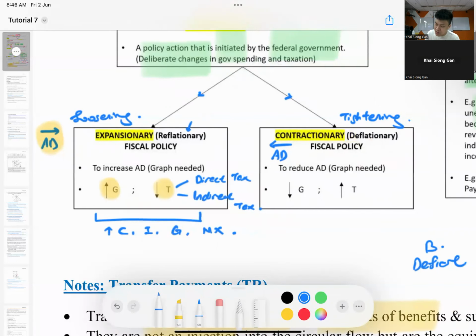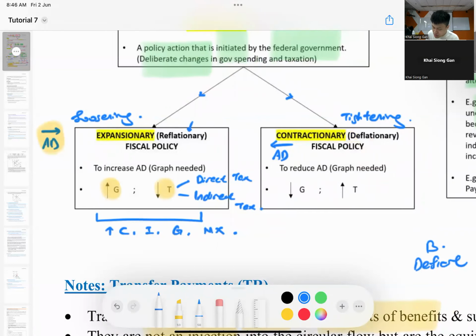On the other hand, contractionary is to reduce aggregate demand. By how? By reducing government spending or increasing taxation. Again, when I say increase taxation, it also means increasing the direct tax, like corporate tax and income tax, as well as increasing the indirect tax, like the service tax, the goods and services tax. Okay, so this one will reduce aggregate demand. Why is that so?